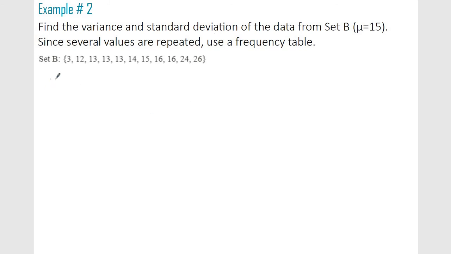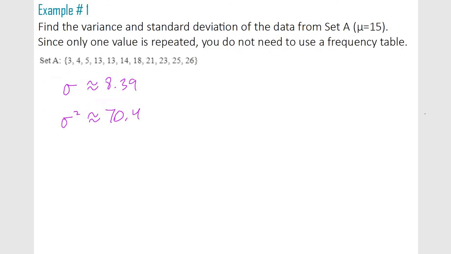So for this one, you should get the standard deviation is approximately 5.80, I believe, and the variance should be 33.64. Okay? All right, so what that tells us, maybe a visual might help you understand what that standard deviation is. So on this data set, we know that the mean is 15. So our mean is 15. And our standard deviation is 8.39.